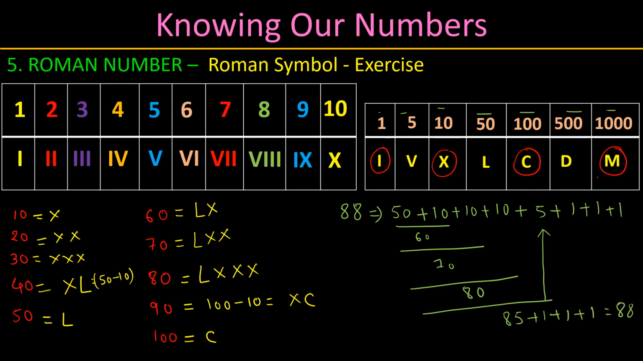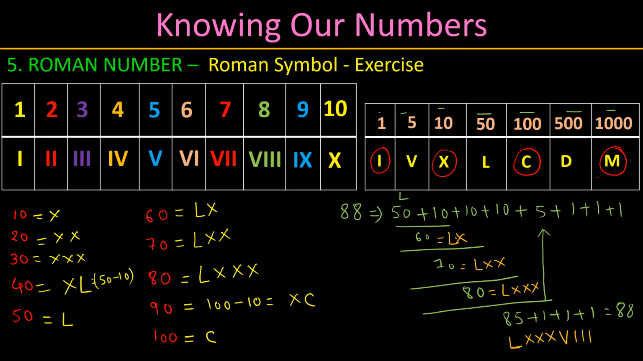Let's put the symbols now. This is L, this is L plus X, this is L double X, this is L triple X, and then 5 is V, and add 1 1 1. So LXXXVIII. Clear? So this is how we need to write. Understand?